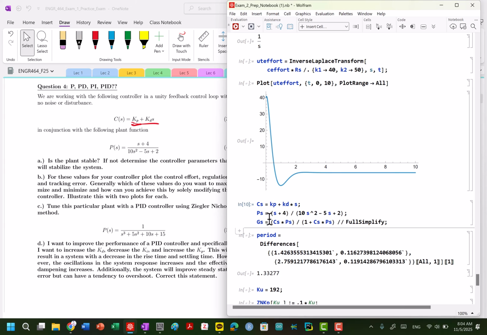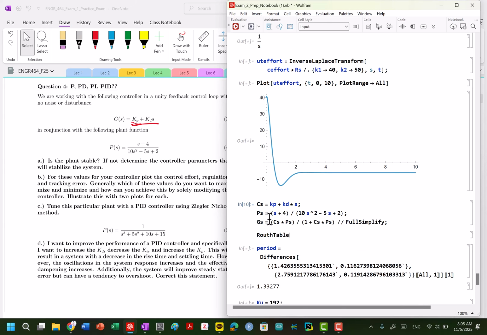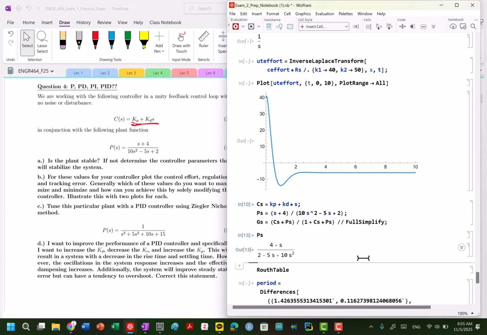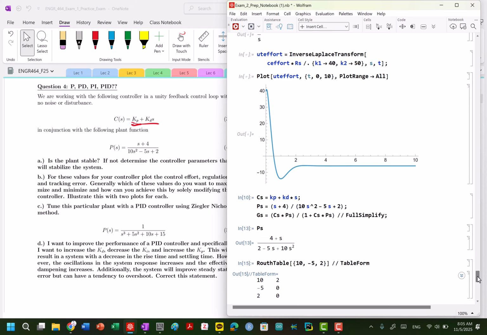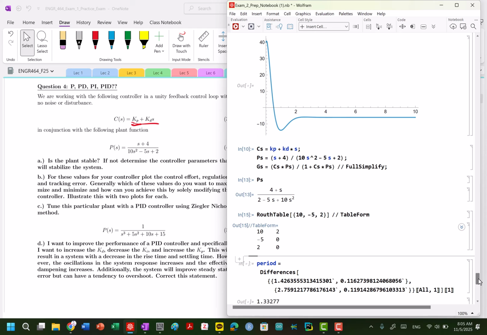All right. So let's do our Routh table. And actually, let's look at P(S), even though we don't really need to. If we're doing the Routh table here, it's going to be 10, minus 5, and 2. So is this stable? Let's do table form. No. So this system is not stable, or the plant is not stable, excuse me.